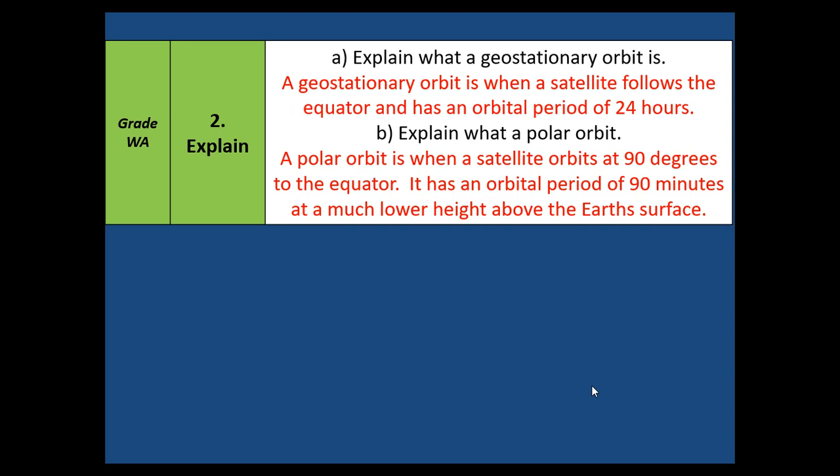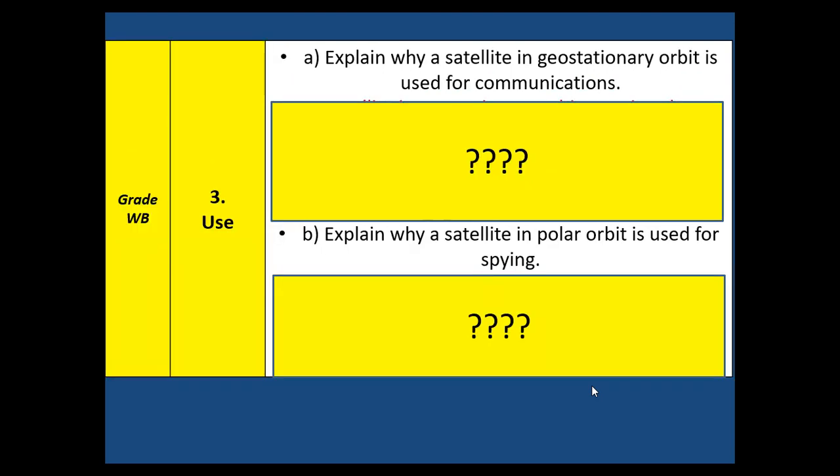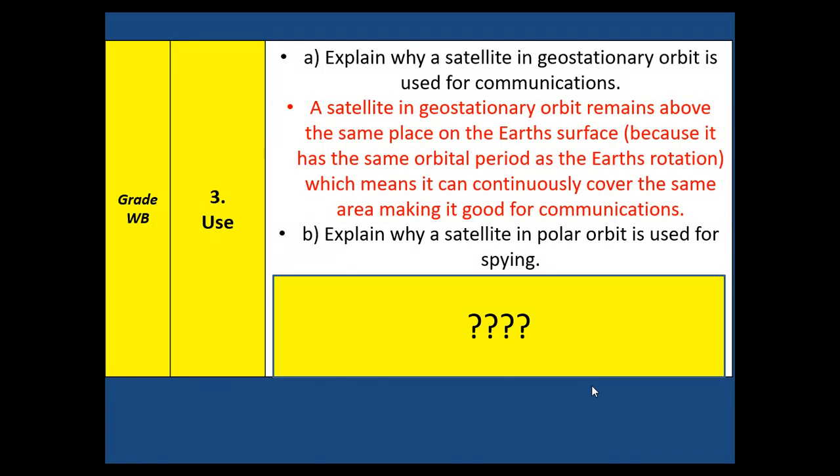So can we link those explanations? Can we use those explanations and apply them to the uses? So explain why a satellite in geostationary orbit is used for communications. Well, a geostationary orbit means the satellite is always above the same place, because it's got the same orbital period as the Earth's rotation. So that means that it can always bounce signals, reflect signals from one place to another, from the TV company to your television, for example. That satellite is always up there for us to use.